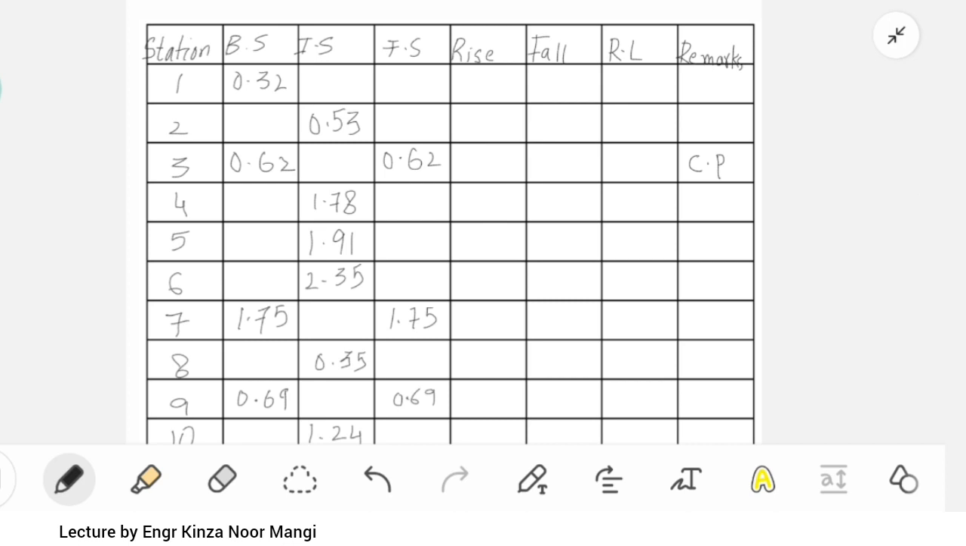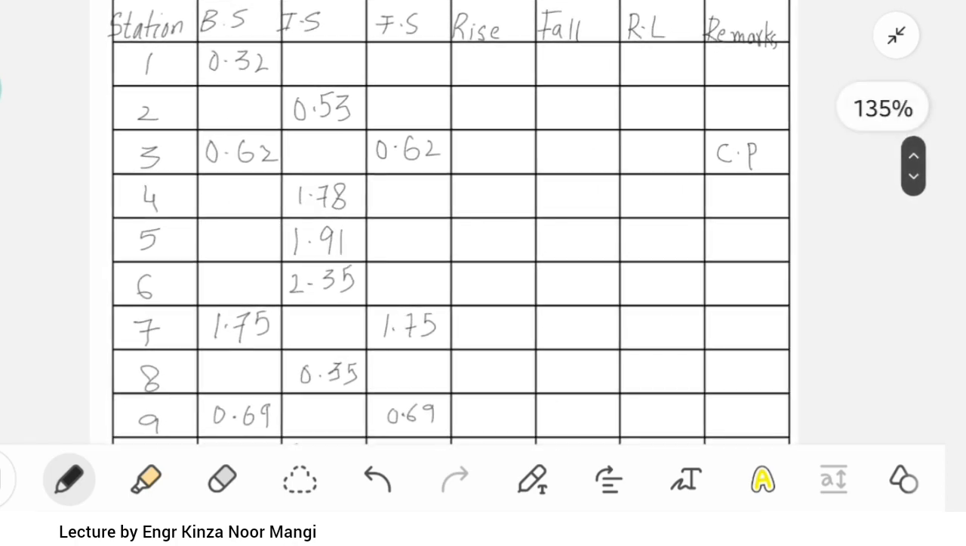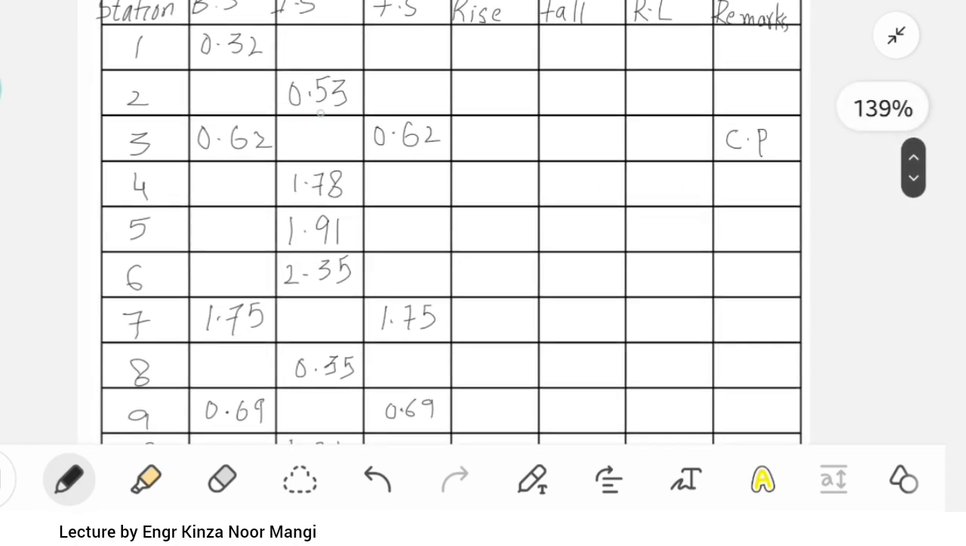Now because we are using the rise and fall method, we have included two columns for rise and fall. While subtracting the intermediate sight from the backsight, if the value comes out positive, we mention it in the rise column, and if it comes out negative, we mention it in the fall column. So 0.53 subtracted from 0.32 gives minus 0.21.